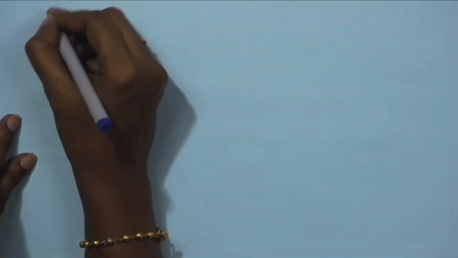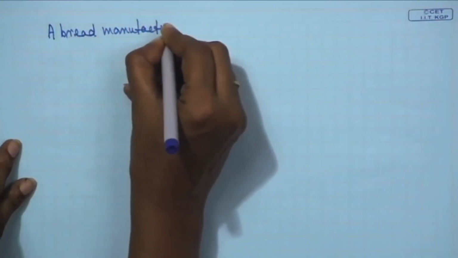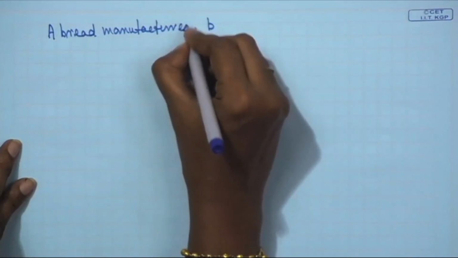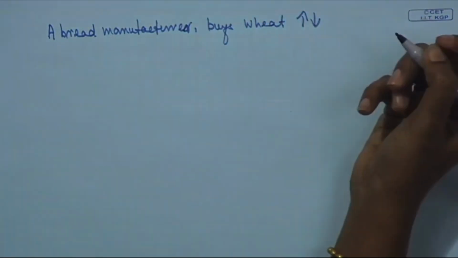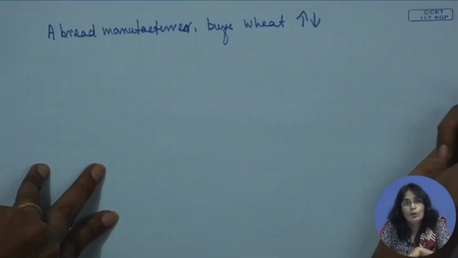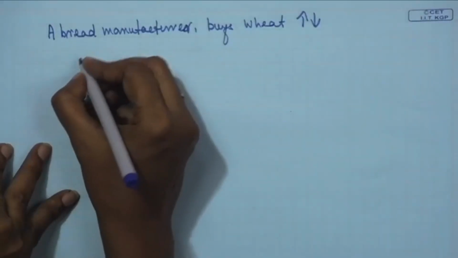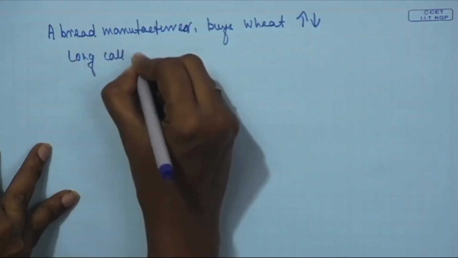Now let's go back to the payoff for long call and short call options. Let's say a bread manufacturer buys wheat, and it fears that the wheat price may go up or go down, or that the wheat price may exhibit high volatility. If the price goes down, he will be very happy. If the price goes up, he will be unhappy. So to take insurance against this risk, he may enter into a long call option to buy wheat.